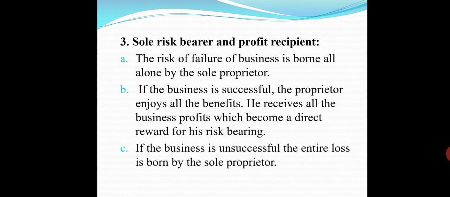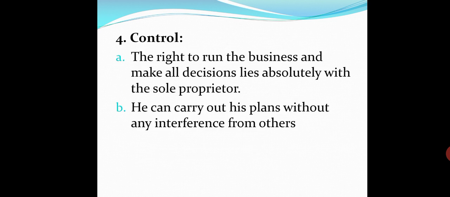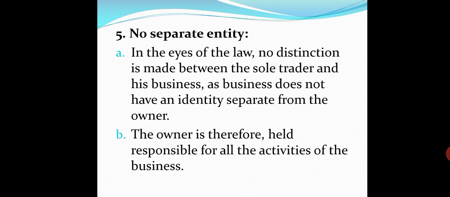Third one is sole risk bearer and profit recipient. If there are maximum profits, entire profits belong to the sole trader. Nobody shares the profits. In the same way, if loss takes place, there is no other person who can share those losses. The entire loss belongs to the sole proprietor. Control: the entire control lies in the hands of the sole proprietor. He takes all major and minor decisions. He is free to implement any plans without anybody's interference, and there is no separate entity, that is the owner and his business both are treated as one in the eyes of law.